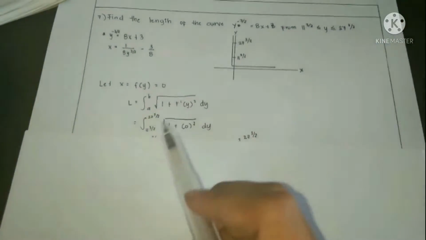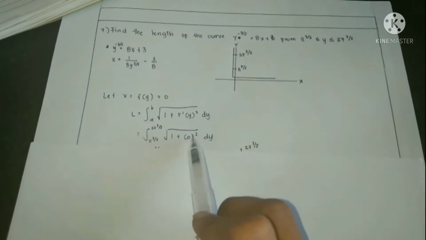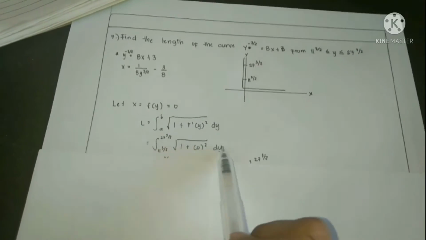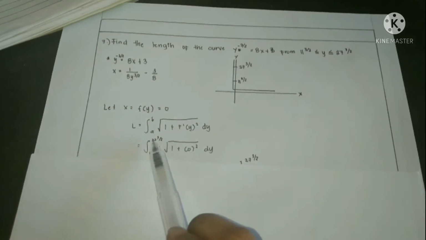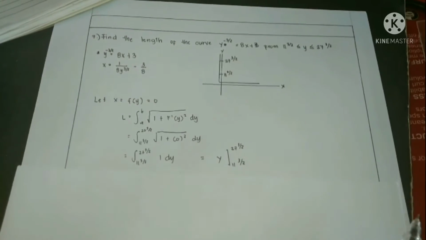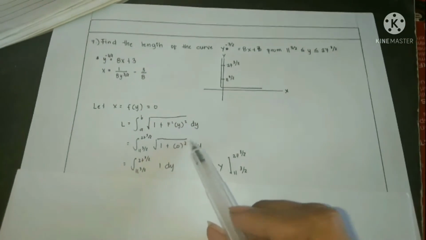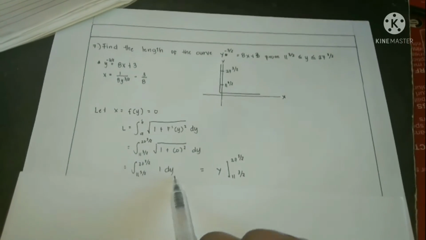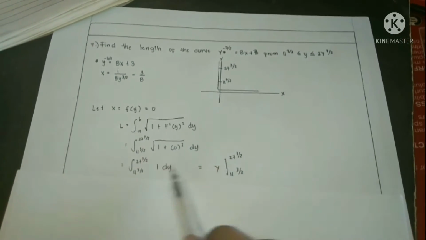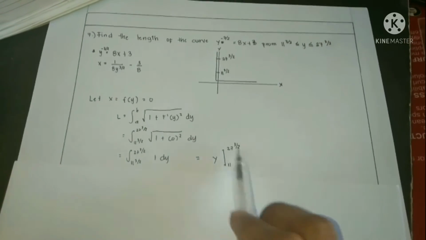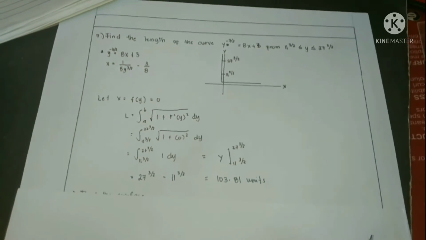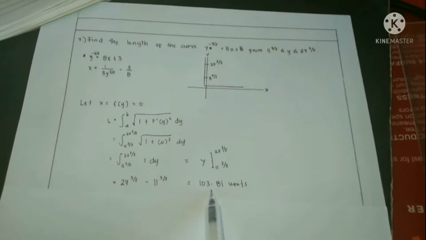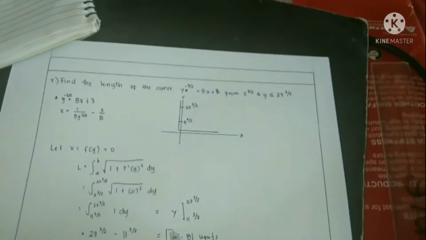So, let's plug in the values of a and b here, and then the value of f prime of y. So, the integral of square root of 1 plus 0 squared dy from 11 raised to 3 halves to 27 raised to 3 halves. Cancel this, what remains is 1 dy. So, the integral of 1 dy is y. So, let's just plug in the values of our lower and upper limits here in y. So, it becomes like this: 27 raised to 3 halves minus 11 raised to 3 halves is equal to 103.81 units, which is the final answer.